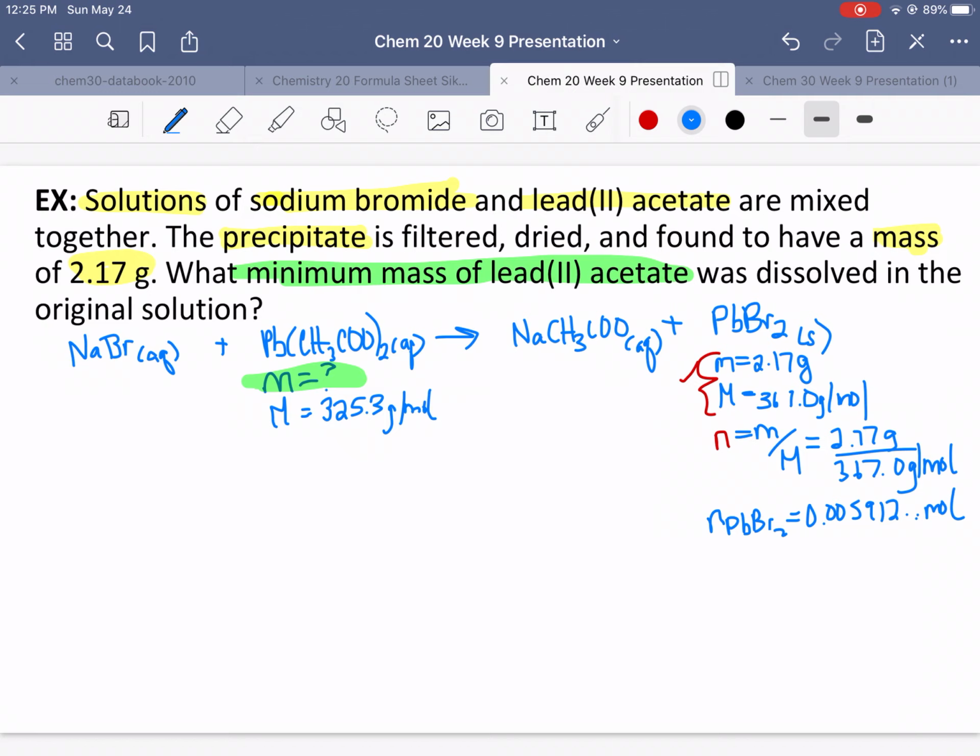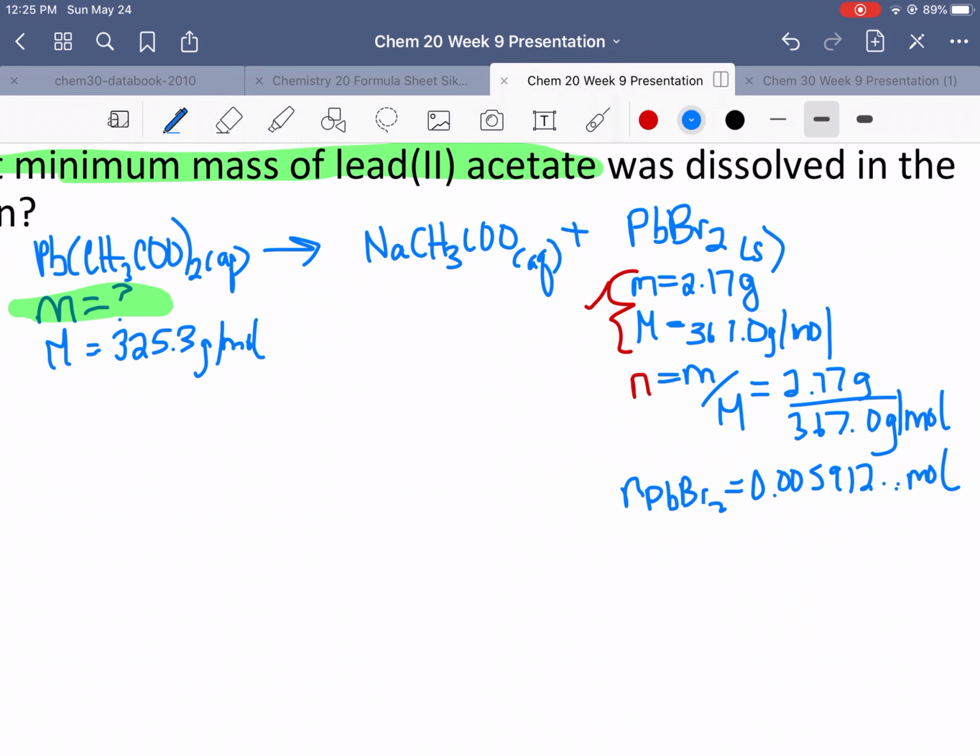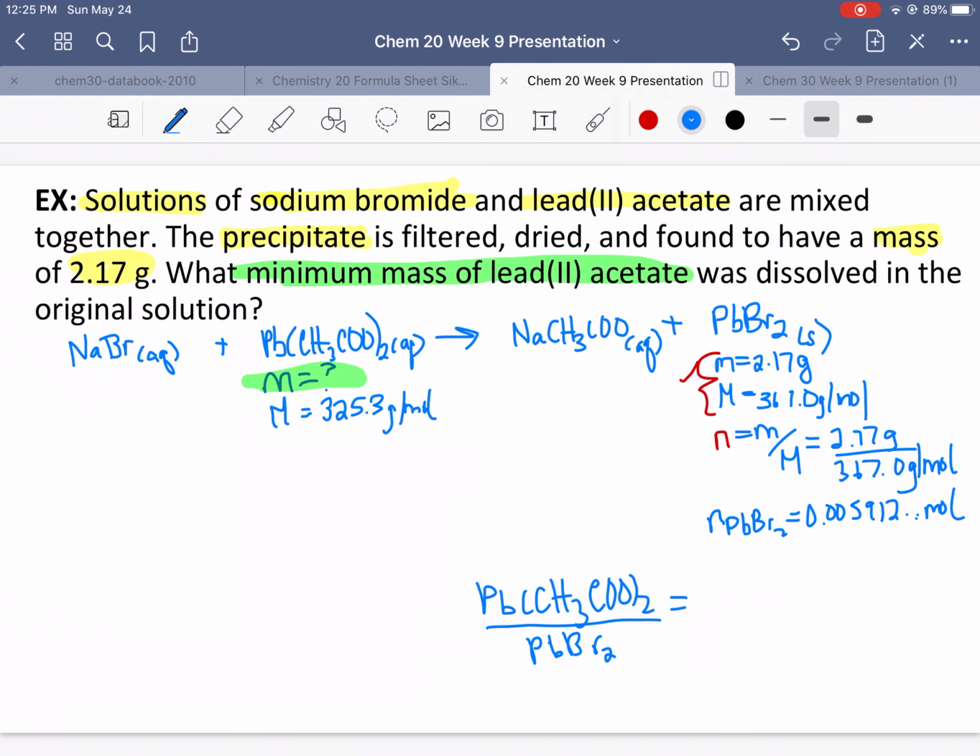There it is. We take our mole ratio. Do you see the pattern? You do need to practice these to be able to get them. Yes, there's patterns, of course. What we are looking for is the lead-2 acetate, so I'm going to write that on top, Pb(CH3COO)2. And on the bottom, I'm going to put what I'm given. I do have the number of moles of the lead-2 bromide. Look at that ratio between the two.